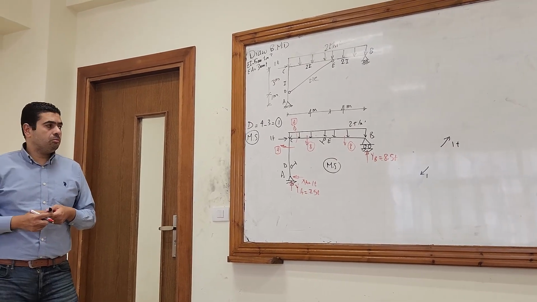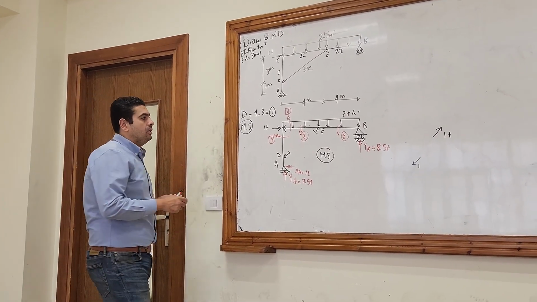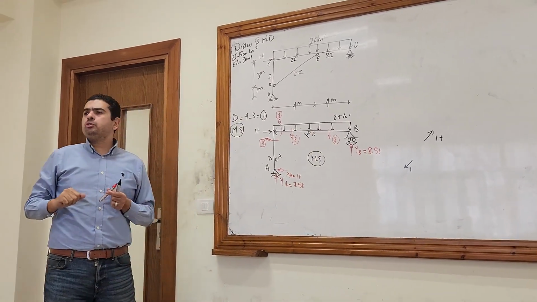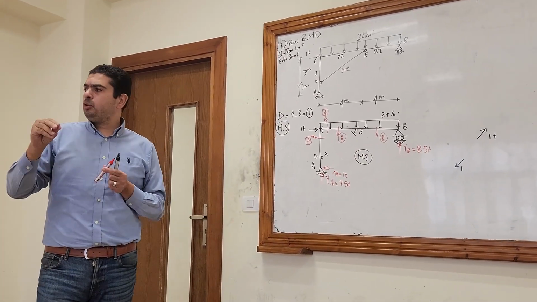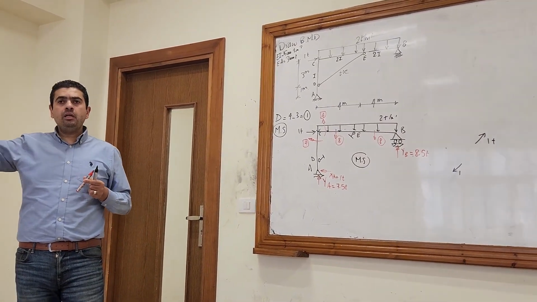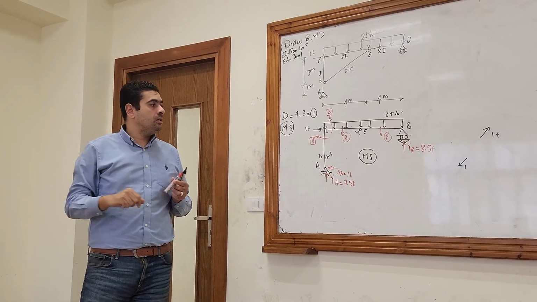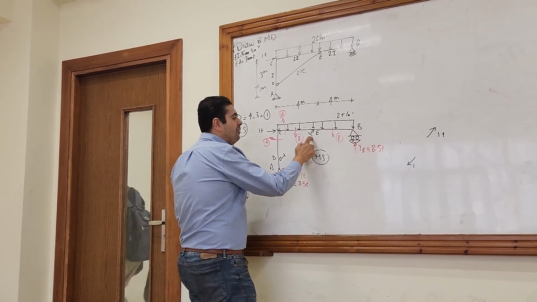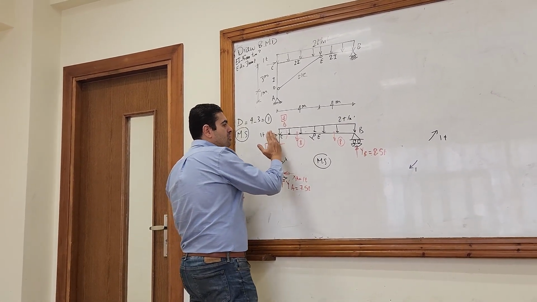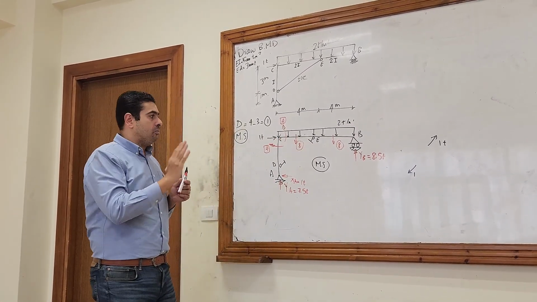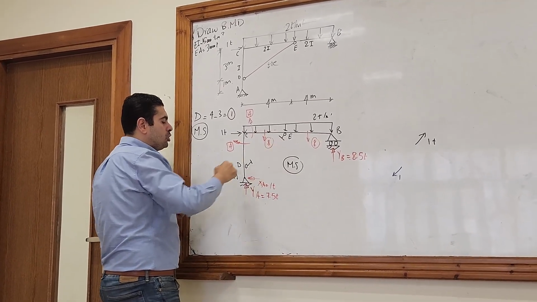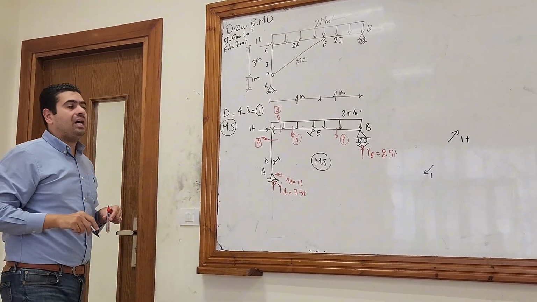How many distributed loads? I have 2, as I said, CE and EB. And how do I draw a bending moment diagram for any distributed load? I have to calculate the moment at the beginning and at the end, and then join and PL square over 8. So now I have to calculate the moment at E, because I am dealing with CE as a uniform distributed load. The beginning and the end of the load.